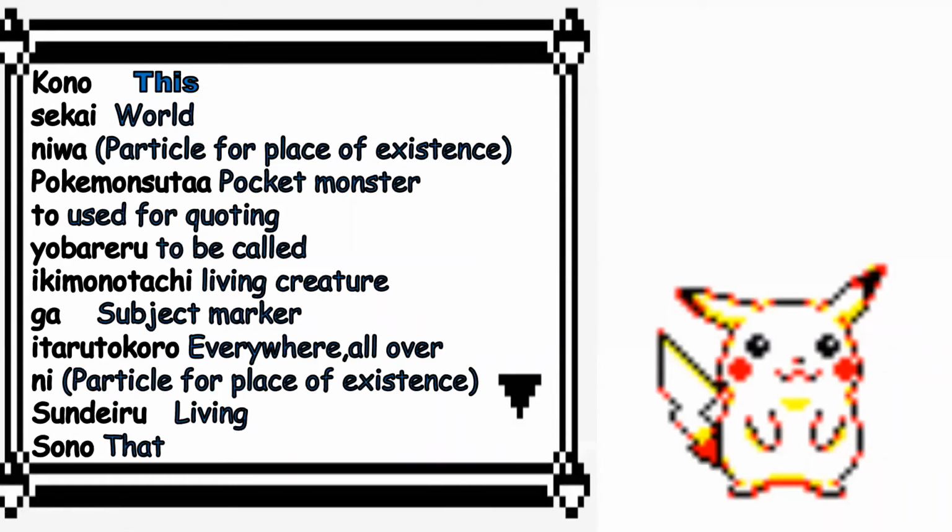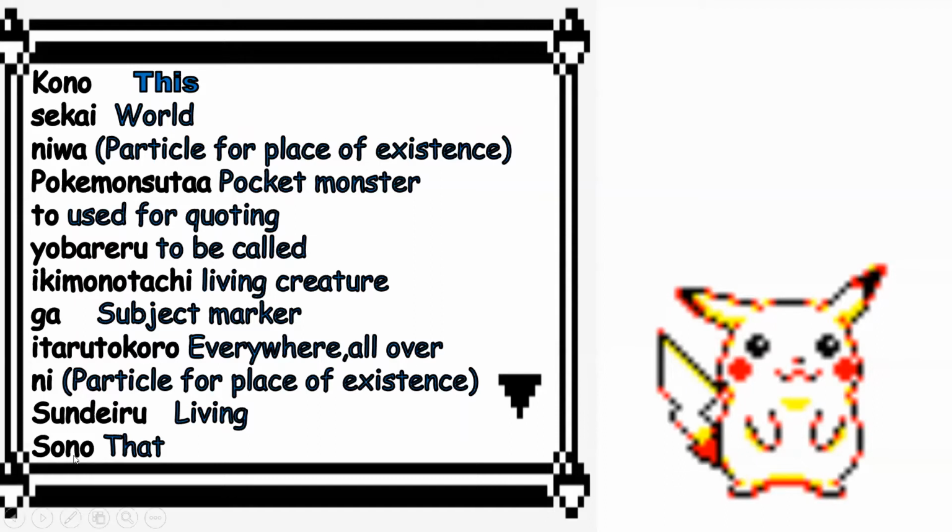The ni is actually a particle for the place of existence, but every time we put another particle, wa, we emphasize this world. Then Pokemonsta, Pokemon monster, and to is used for quoting. So here is our yobareru, to be called. Then ikimono tachi means living creatures. Ga is our subject marker here. Then we have itaru tokoro, everywhere or all over. Then ni is our place of existence again. Sundeiru, living.